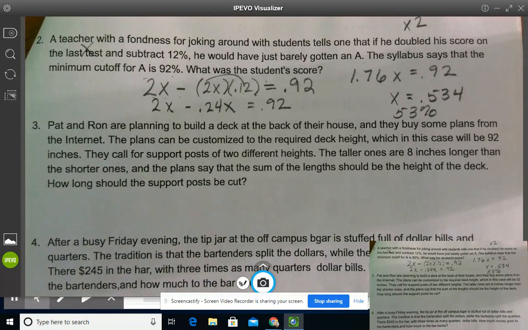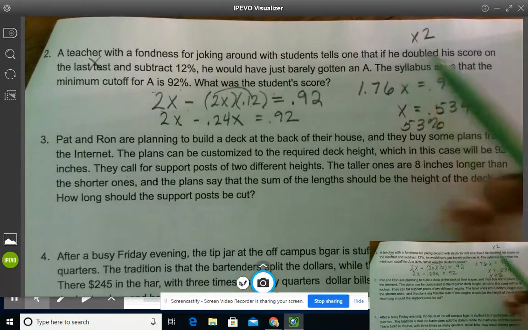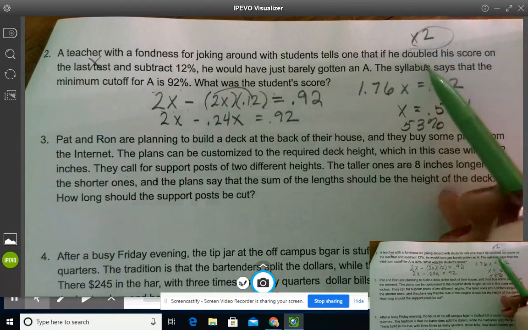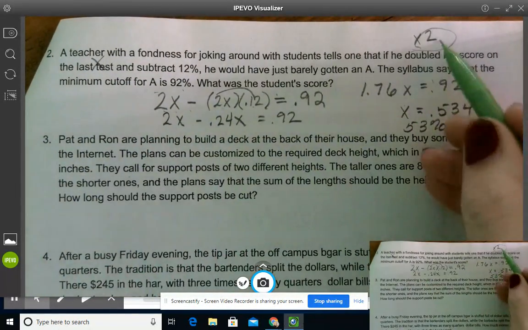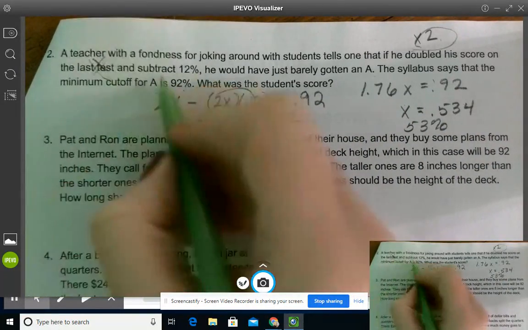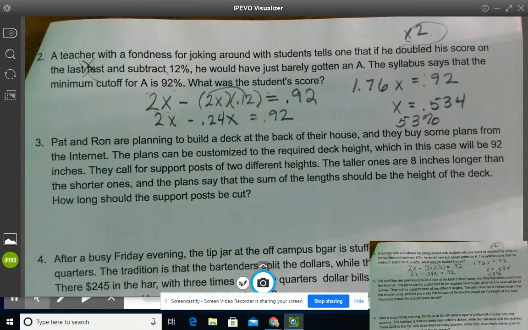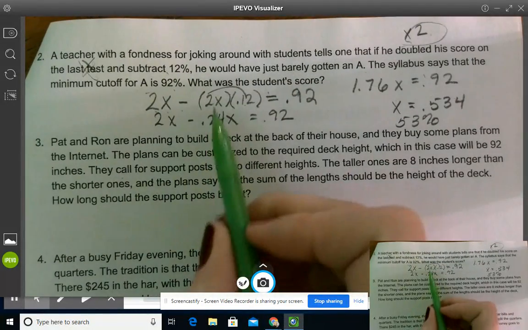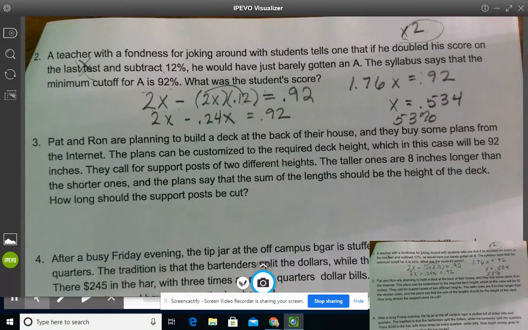Questions on how I set that up? So pulling out the relevant information. One of the things that I do when I go through here and talk is make myself little notes that tell me what it's saying and what I'm going to use to represent that. So doubled was times 2. Last test is what I'm trying to find, so that's my variable. Subtract 12% of that. So then remembering your rules for solving equations.